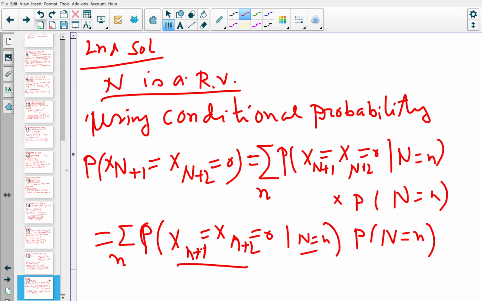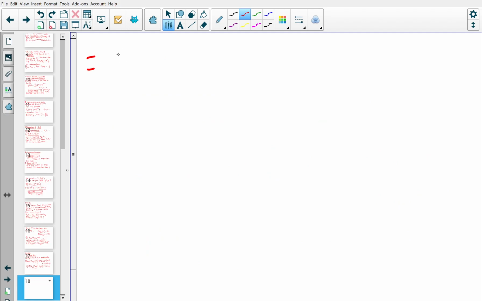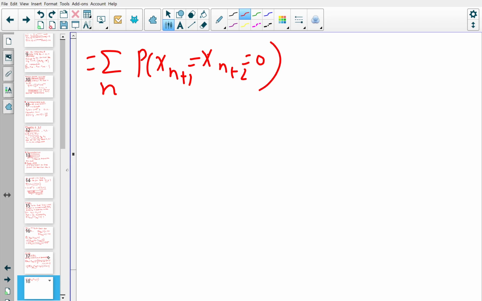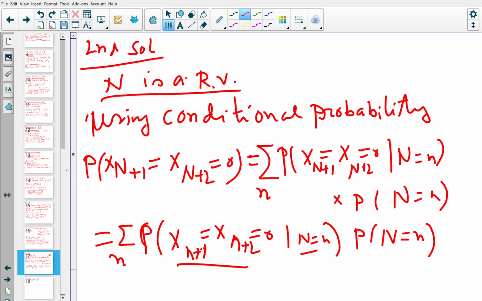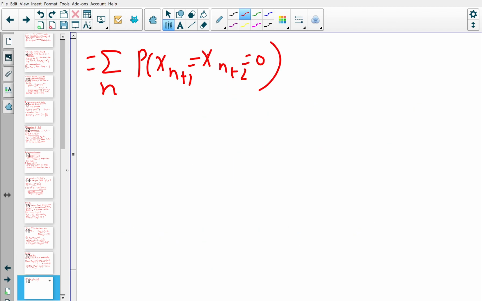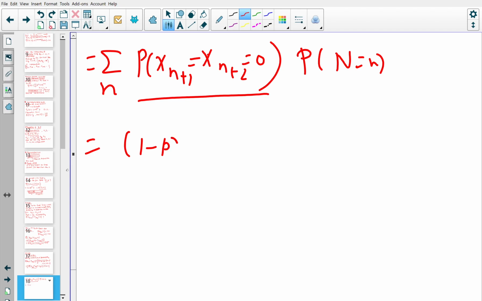So you can write this as the sum over n of the probability that x_{n+1} and x_{n+2} equal 0, independent of capital N, times the probability of N equal to n. Now we see that the first term is independent of the random variable N, so you can bring it out, and this is nothing but (1 minus p) to the power 2, as you already know.